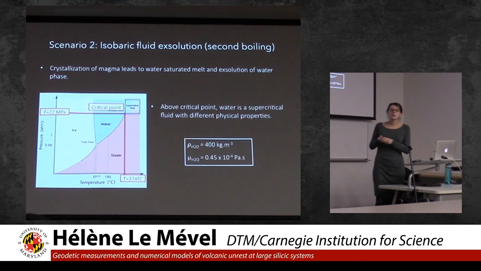So here we assume that the dominant volatile phase is H2O. Supercritical water has different physical properties than liquid water. Here the density is set to 400 kilograms per cubic meter, so lower than liquid water, and the viscosity is closer to the gas viscosity, so 0.45 × 10⁻⁴ pascal seconds.